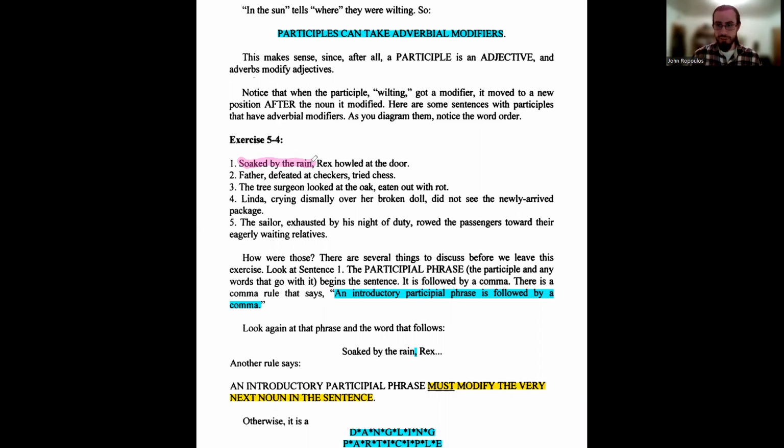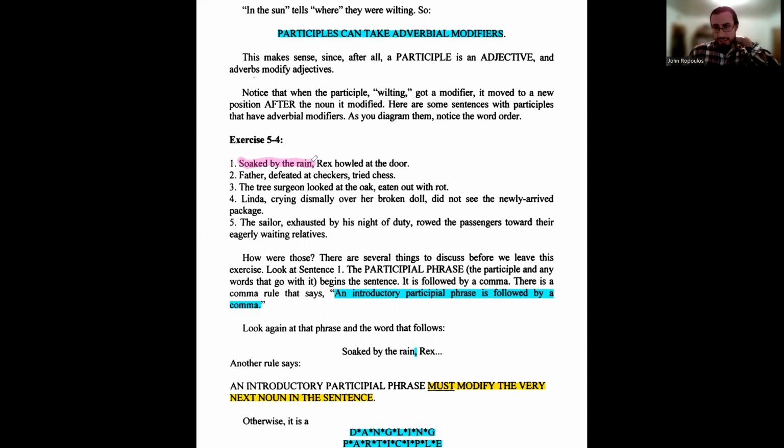This is because there's a specific rule for this, a comma rule, that an introductory participial phrase is followed by a comma. So every time you have a participle that is then modified by an adverbial phrase, like a prepositional phrase, you know that it's an introductory participial phrase, and you're going to need a comma after it.